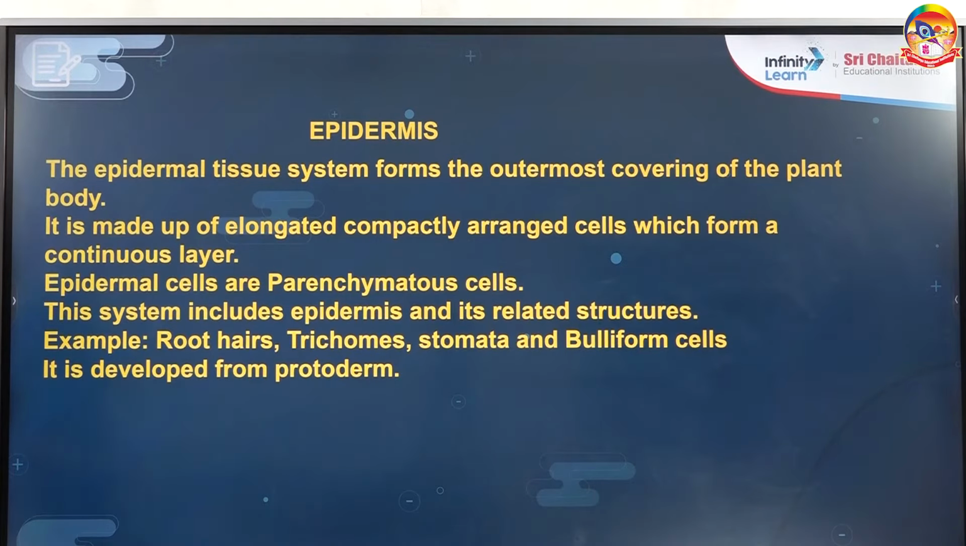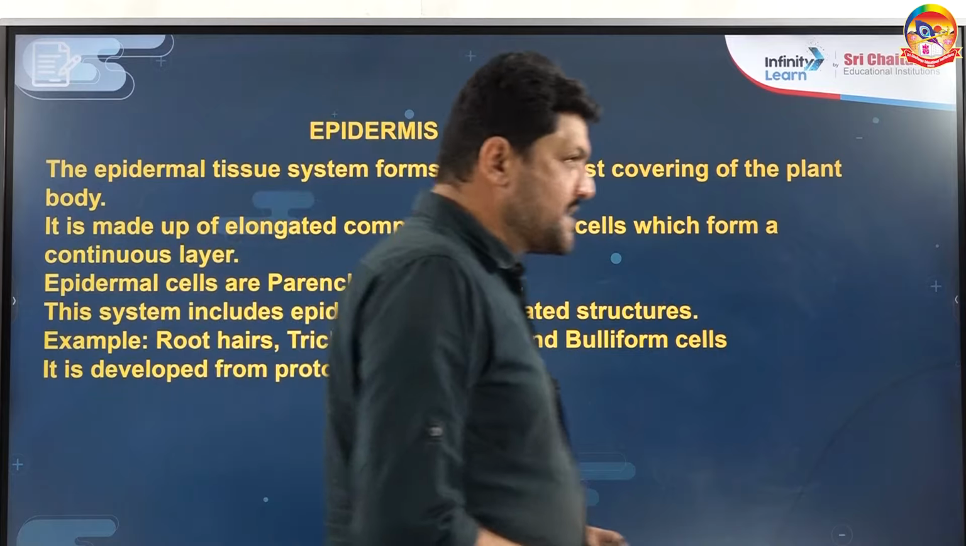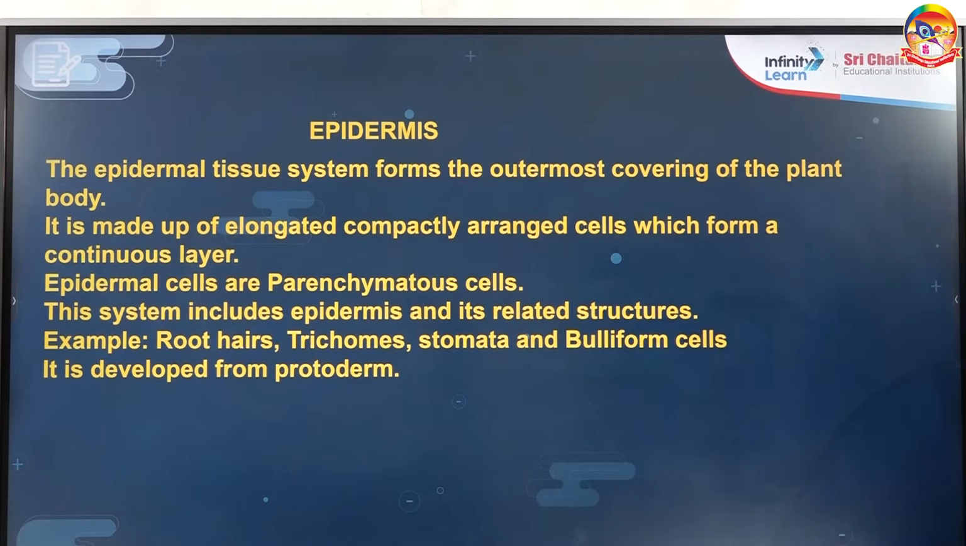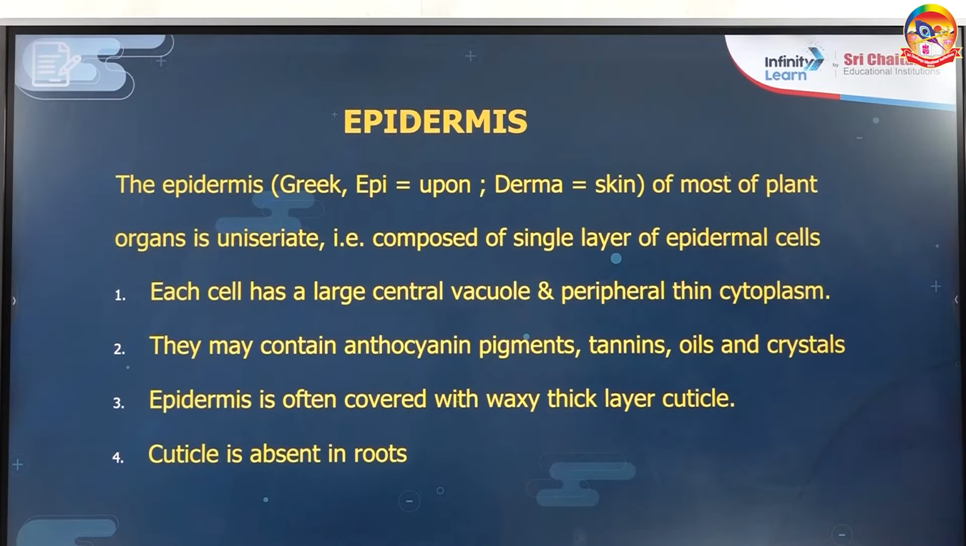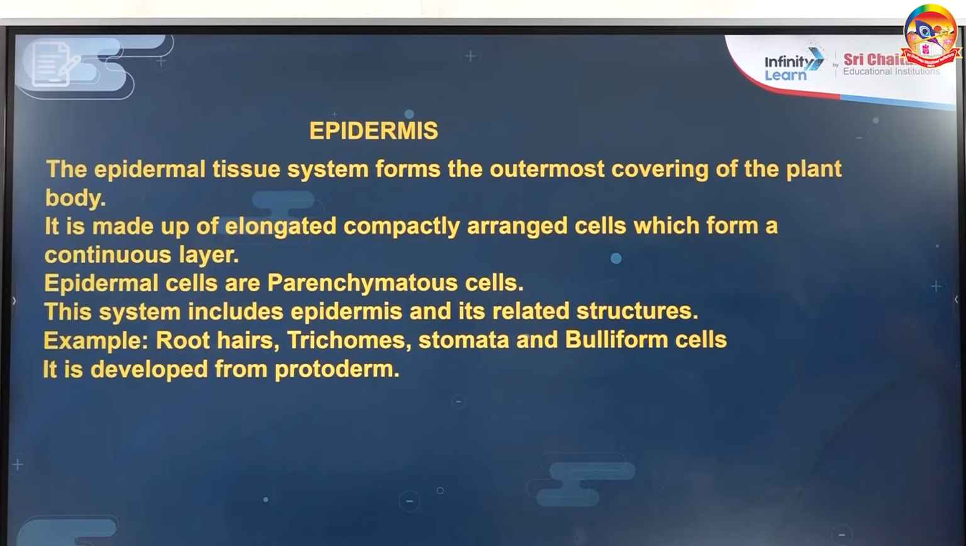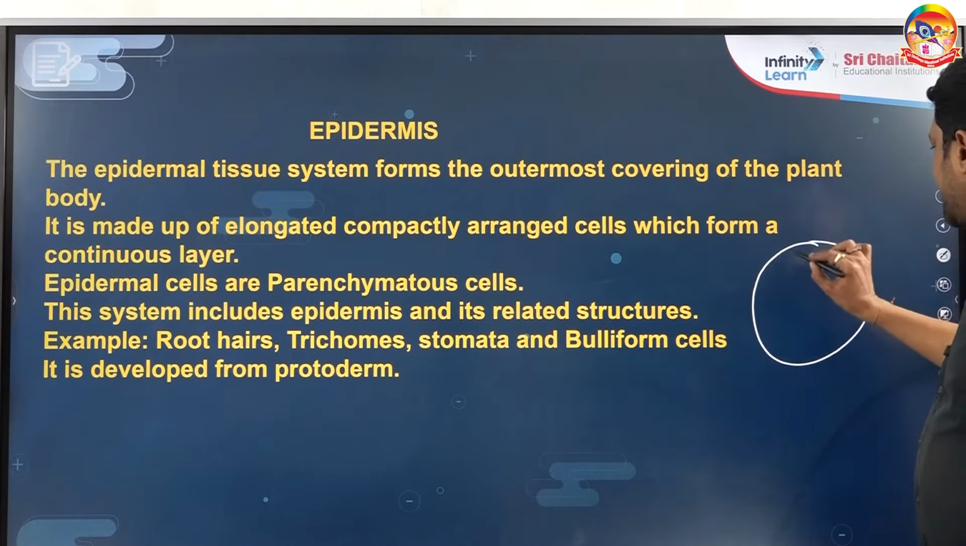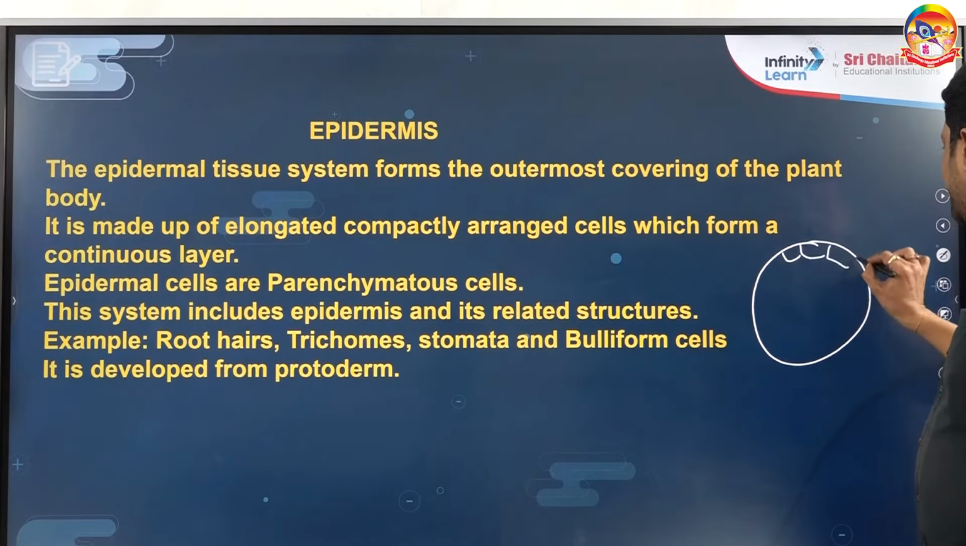The epidermal tissue system forms the outermost covering of the plant body. And the second point, it is made up of elongated, compactly arranged cells in the form of a continuous layer. So epidermis is a continuous layer. Clear? The outermost layer of a root, of a stem and of a leaf.